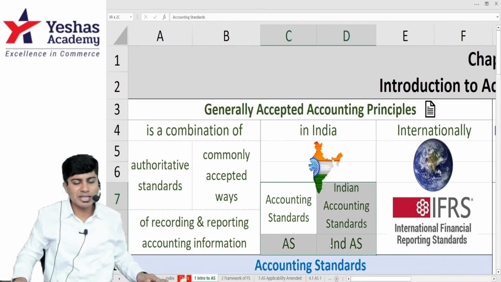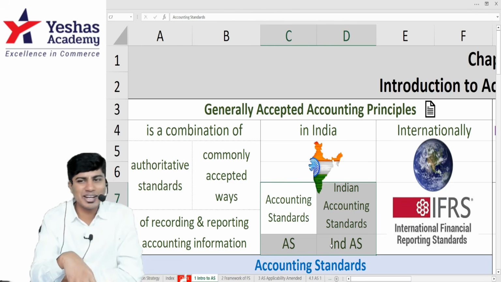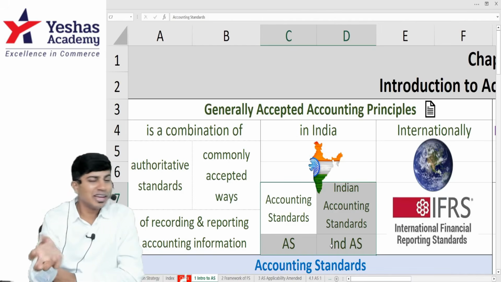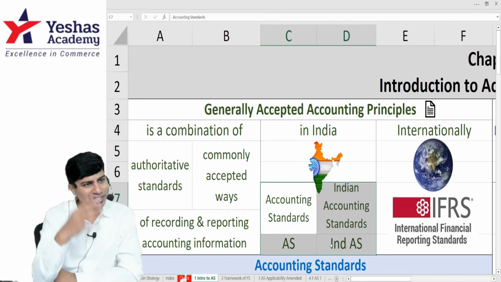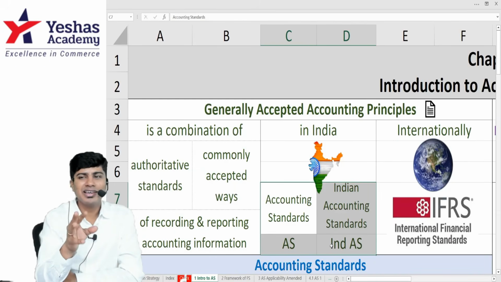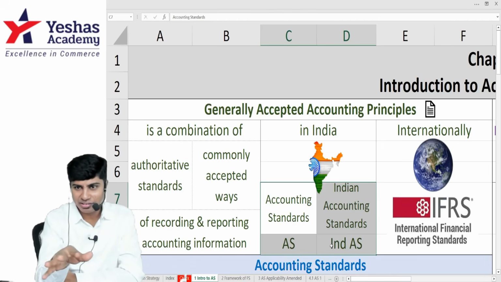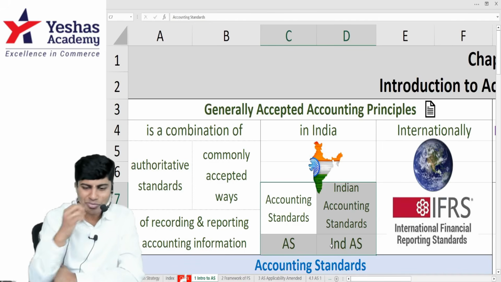Sir, what is the difference? The easiest difference that we can note now is that AS is part of the CA Intermediate syllabus. Ind AS is part of the CA Final syllabus. But this is not the actual difference. It is a funny difference that we can remember. For the time being, what is the difference between AS and Ind AS? AS is what you learn in Inter. Ind AS is what you learn in CA Final. There is actually a different difference. I'll tell that to you. Just give me a little time.